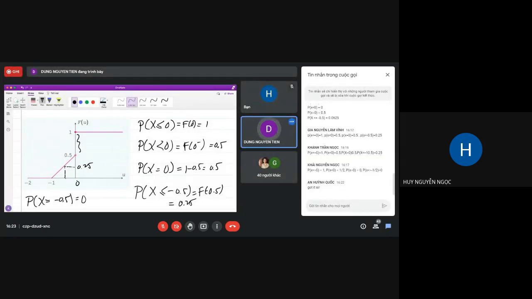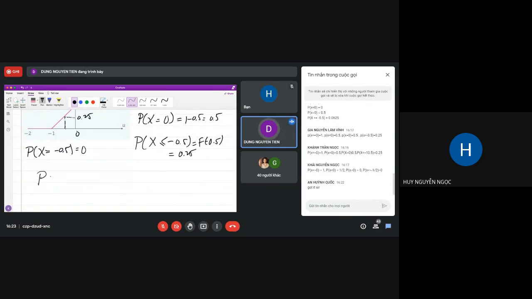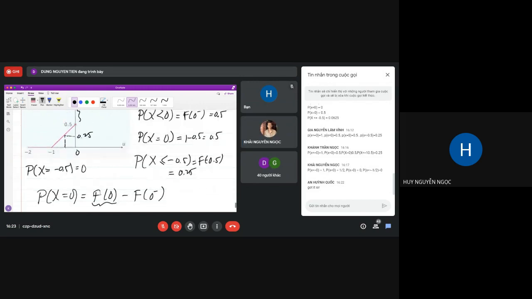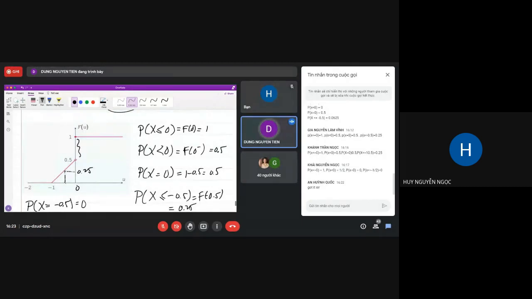So what is f of 0? The probability that x equals 0. It is F(0) minus F(0 minus), correct? That is what I did. What is F(0)? It's 1/2. F(0) is not 1/2. Can you see the empty circle right here? It means that the function at 0, f of 0, is 1.